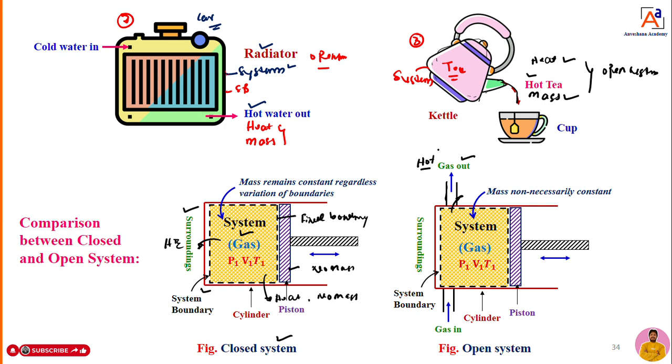When it is a hot gas, it is carrying a certain amount of heat as well as a certain amount of mass. When both heat and mass are transferring across the system boundary, that system we can call an open system. So this is an open system in which energy transfer takes place and mass transfer takes place. But here it is a closed system in which heat energy transfer takes place, but there is no mass transfer. If it is so, we can call it a closed system.